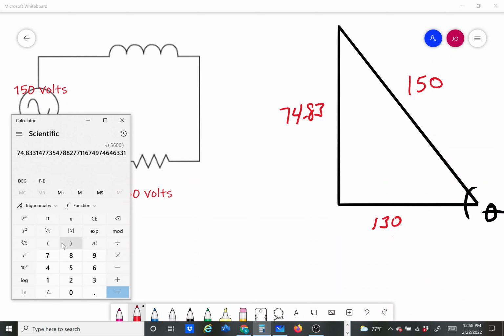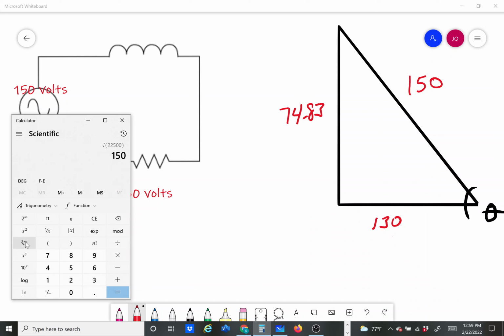If I'm just going to take that value and square it, add 130 squared, equal, and I take the square root of that answer, I should get my 150. All right, so we can check that.